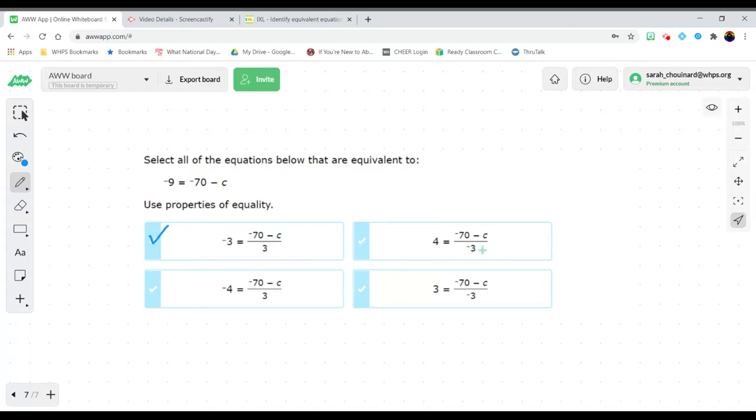If I were to divide by negative 3 on this side, negative 9 divided by negative 3 is not 4, so it's not going to be this one. Same thing here, if I divide by 3, negative 9 divided by 3 is not negative 4, so it's not this one. But negative 3 divided both sides for this one, negative 9 divided by negative 3 is positive 3, so it's this one. So it's the first one and the second one that produce equivalent equations when I do the same DPO.